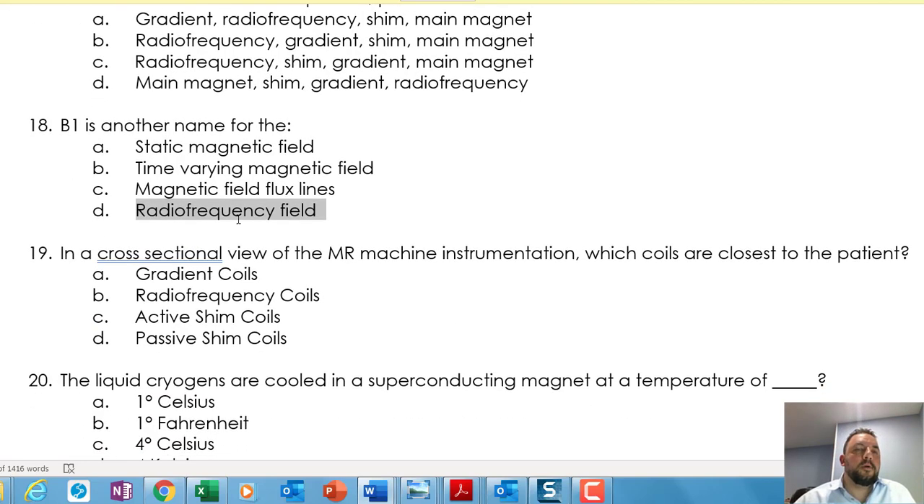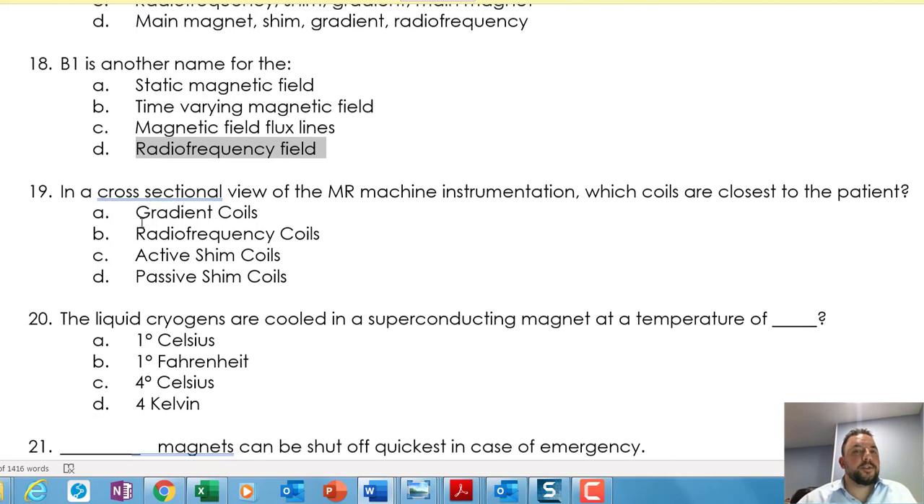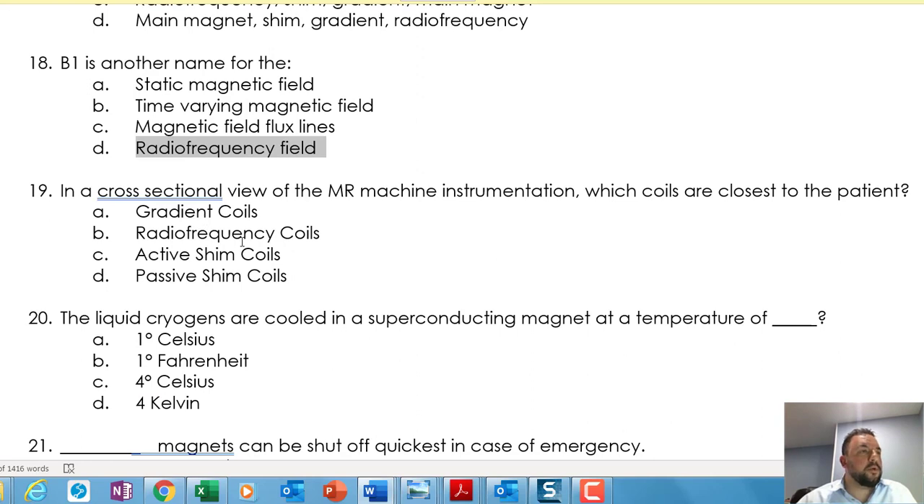So B1, radio frequency field, its function, as we learned last week, is to tip or flip the magnetization away from longitudinal, and we need that to create an energy with which to detect those signals that are emitted from the patient's tissues. In cross-sectional view of the MR machine instrumentation, which coils are closest to the patient? RF coils, always. That's what creates the most heat physically. It's closer in proximity to the patient.